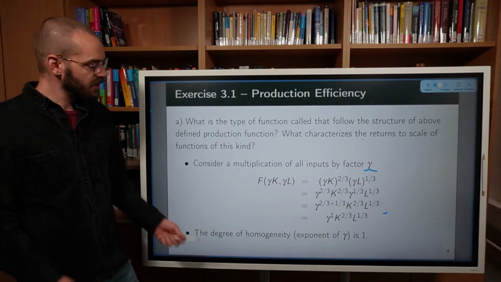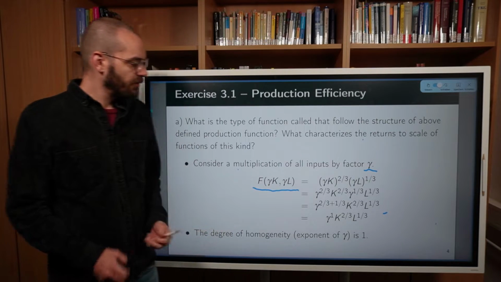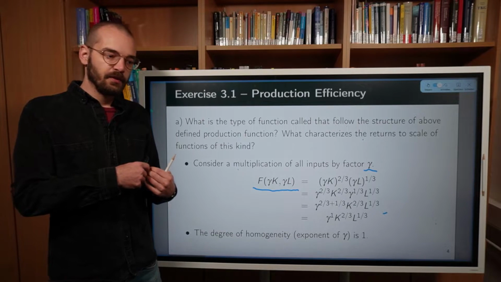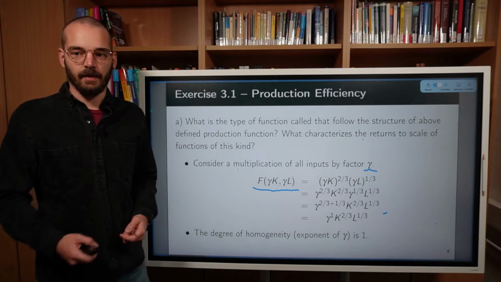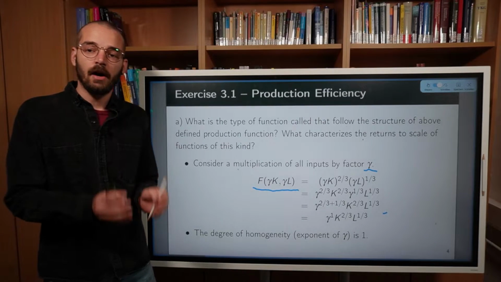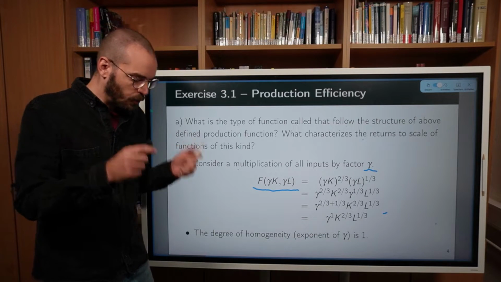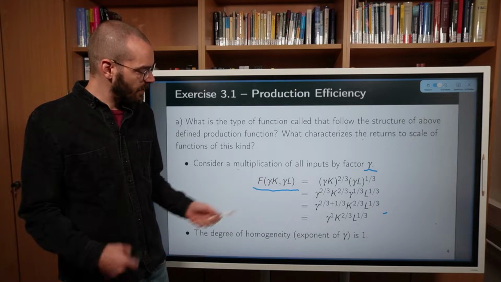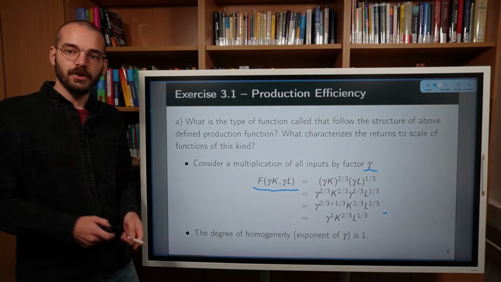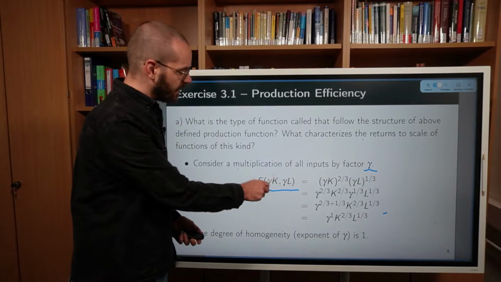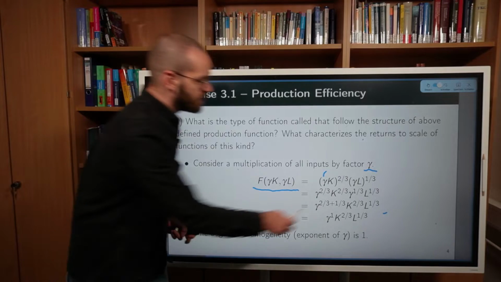All right, so we consider a situation where we want to find out what is the output for any amount of inputs, k and l, which are multiplied by a factor of gamma. So we want to know what is the output of this function, given we have a quantity of inputs that is gamma times capital and gamma times labor. And if we do this, well then, of course, simply by plugging in these values into the production function we defined and discussed earlier, we get this first expression, right?